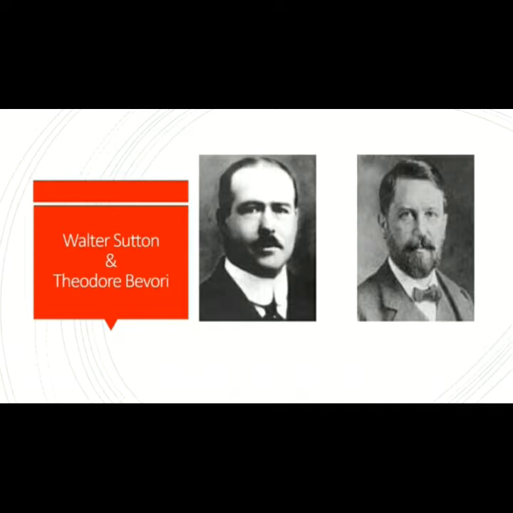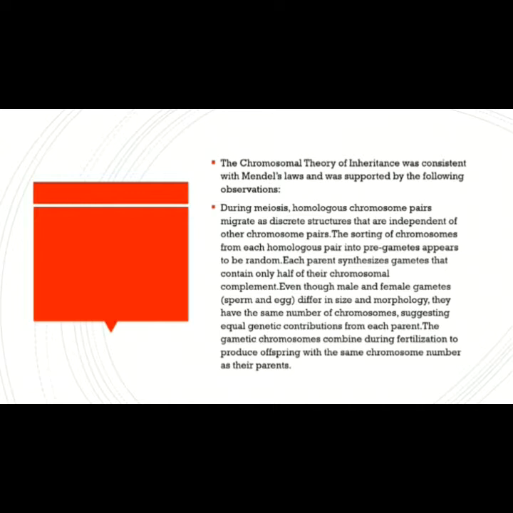In 1902, Theodor Boveri observed that proper embryonic development of sea urchins does not occur unless chromosomes are present. That same year, Walter Sutton observed the separation of chromosomes into daughter cells during meiosis. Together, these observations led to the development of the chromosomal theory of inheritance, which identified chromosomes as the genetic material responsible for Mendelian inheritance.